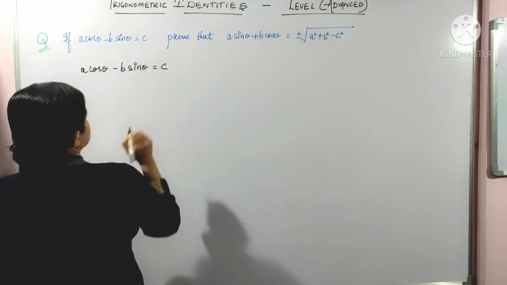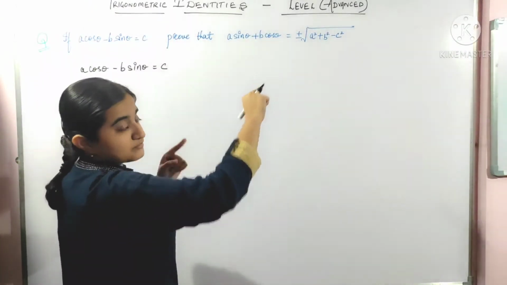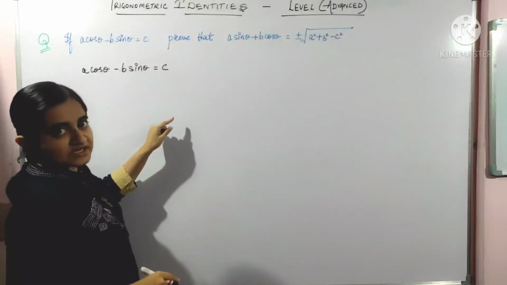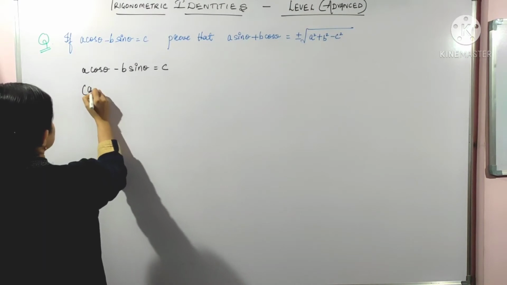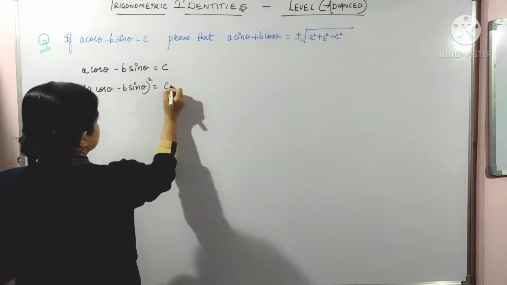Sin theta equals c, and since we have c square in our answer, we are moving towards our aim, because our aim is to reach that part, and because of that we are squaring here and all. Okay, so squaring both sides: (a cos theta minus b sin theta) whole square, and here also whole square.